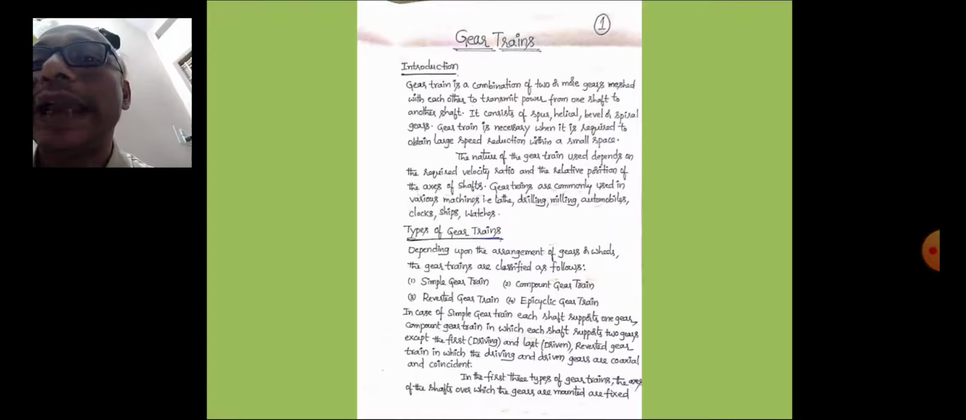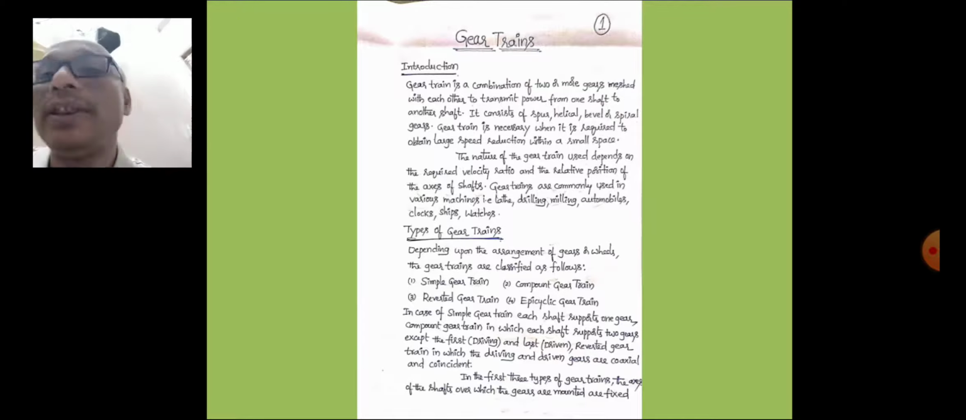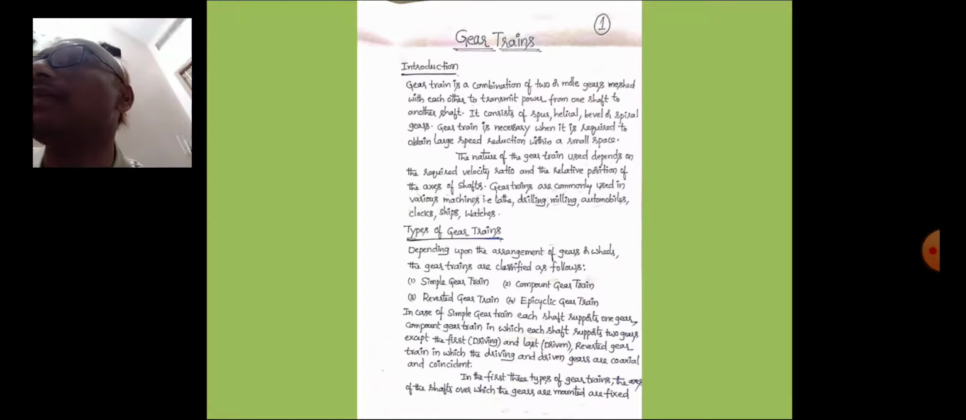Now, moving on to the types of gear trains. There is one kind of classification. Depending upon the arrangement of the gears, because gear trains consist of different types of gears: spur gear, helical gear, bevel gear, worm wheel. Depending upon the arrangement of the gears or the wheels, gear trains are classified into four types. One is the simple gear train, second is the compound gear train, third is the reverted gear train, and fourth is the epicyclic gear train. These are the four types of gear trains classified based on the type of arrangement of the gears.